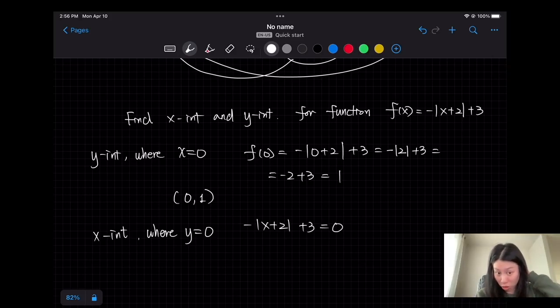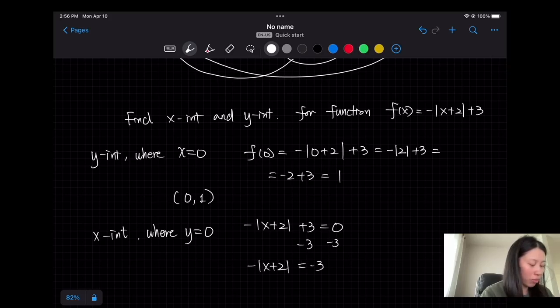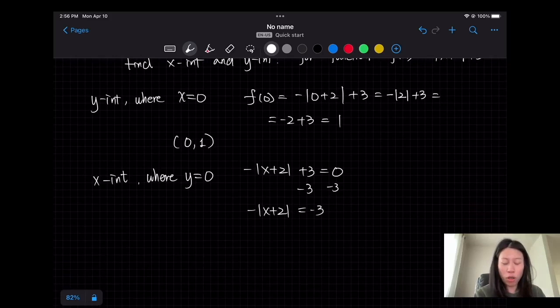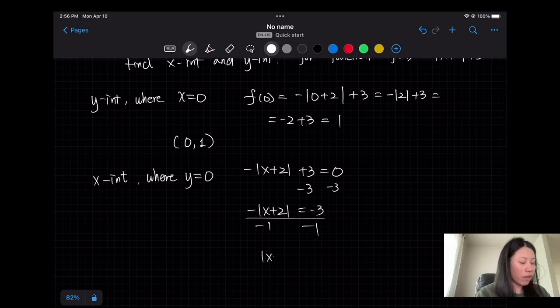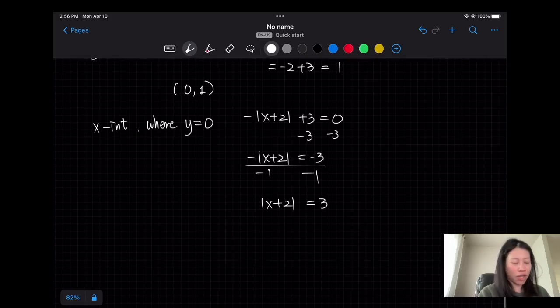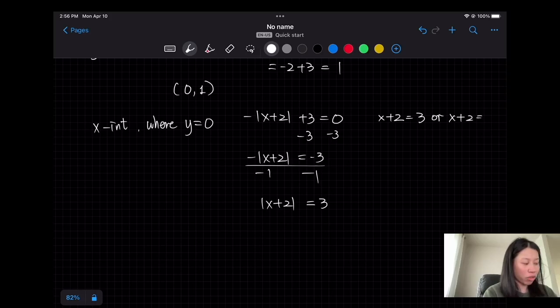Okay, now let's try to solve for x. We subtract 3 on both sides. I have negative absolute value of x plus 2 equals negative 3. And now, before you remove the absolute value sign, the first thing we need to do is divide by negative 1 on both sides to get rid of the negative sign. So I have absolute value of x plus 2 equals positive 3. Now we can remove the absolute value sign. I have either x plus 2 equals positive 3 or x plus 2 equals negative 3.